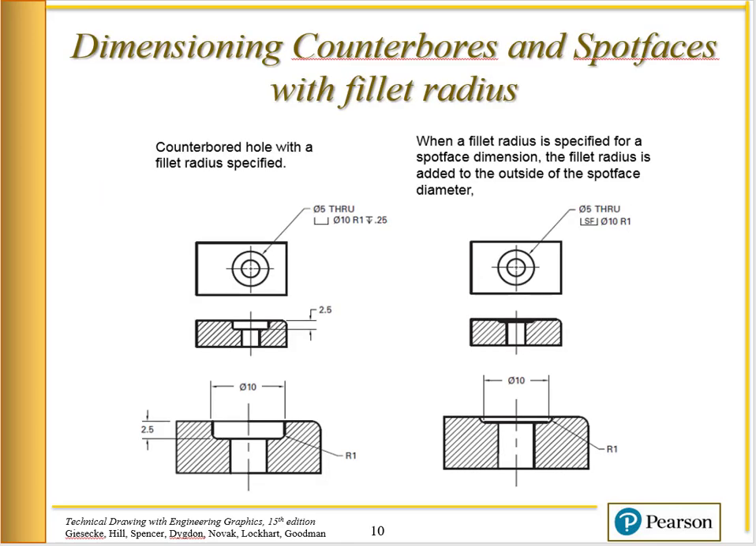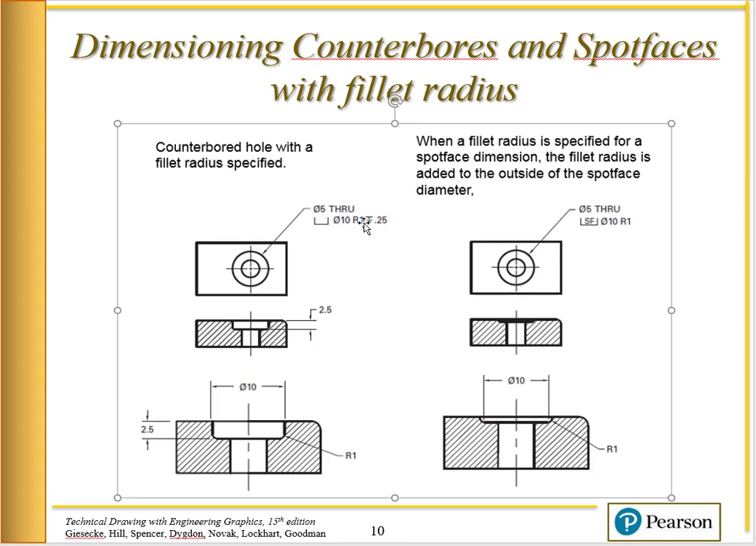Okay, here are some examples of dimensioning with counterbores and spot faces with fillet radiuses. Okay, let's talk about this one. This is a counterbore hole with a fillet radius specified. The diameter 0.5 millimeters through, that's the hole. Again, we're dimensioning this hole diameter in the round view. We have a counterbore of a diameter 10 millimeters. It has a radius of 1, and that radius of 1 is the corner radius down on the bottom of this counterbore. And its depth is 0.25.